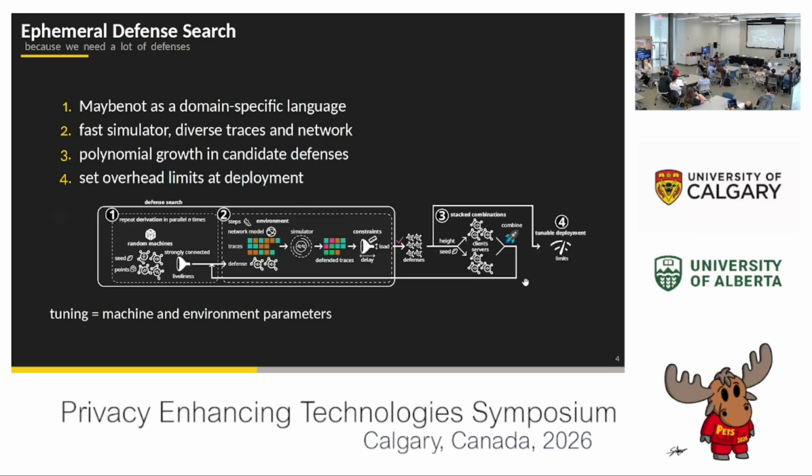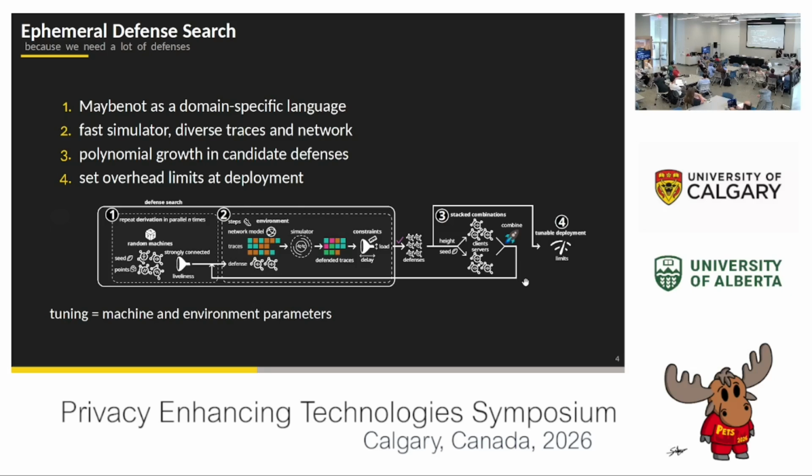So we designed an ephemeral defense search algorithm. It's in 4 steps. I will give you the high-level intuition here. In the first step, we use a defense framework called Maybenot, which is a framework for traffic analysis defenses, where defenses are expressed as probabilistic state machines. We use Maybenot when we create random defenses as a domain-specific language. By that I mean that if you create a random state machine in Maybenot, the probability of it being a good defense is higher than if you create a random Python program, for example, because we're constrained to the domain we're in.